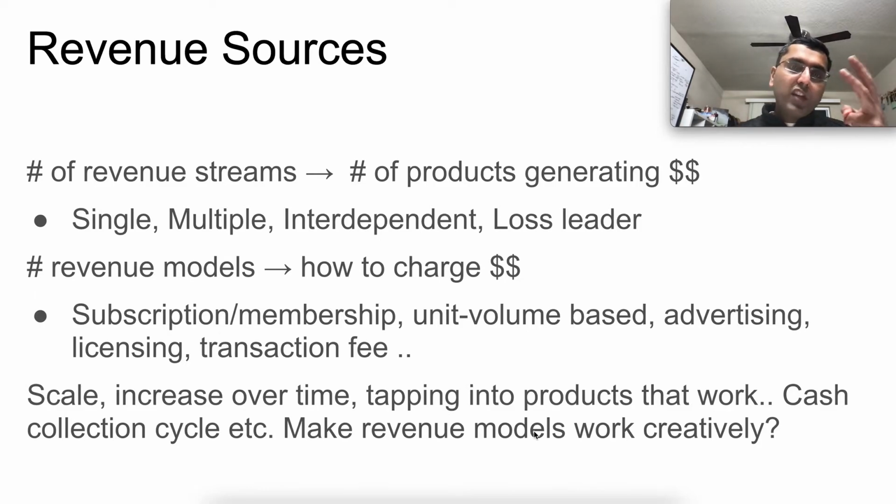There could be three revenue products that could be unsuccessful, but the fourth one, if you combine the fourth with the three, then that could be the most successful one. So how you configure your revenue models, how you bucket your products is very important. So creatively, you can actually make your products work for you.